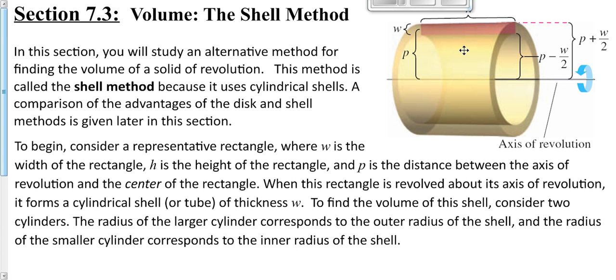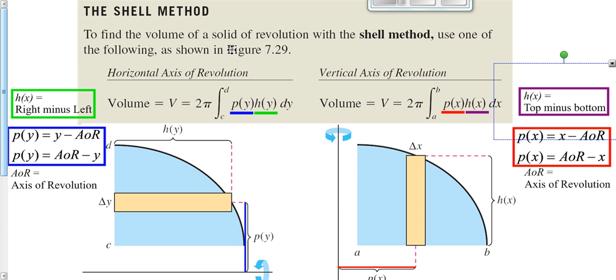The shell method uses cylindrical shells, meaning a cylinder, and we're looking at the volume of this, which is essentially going to be your circumference, which is 2 pi r, times the thickness, which typically is delta x or dx, times your height. So we're going to use that approach to find the volume of different revolutions.